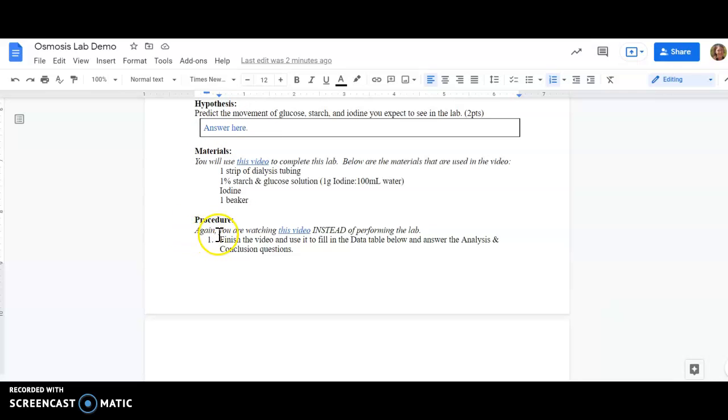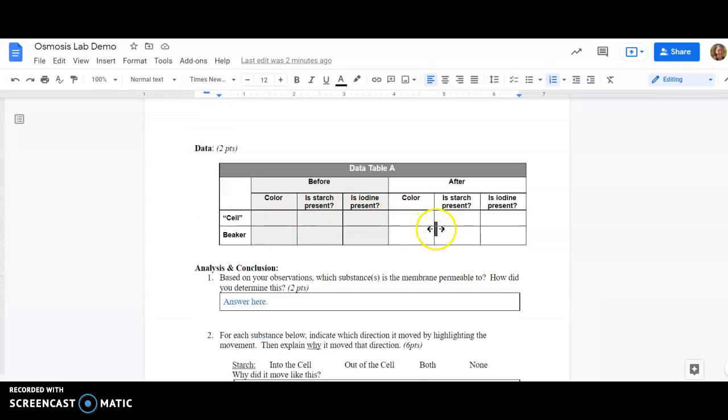When you get down to the procedure, you're going to find that it's time to finish the video and fill in your answers below. They will give you the data of what happened in the lab. This is your data from before the cell was combined with the beaker. This is your data from after. If we took a look at the cell to help you out, what color was the cell before we put it in the beaker? It should have been kind of a cloudy white color. The beaker itself had iodine in it, right? So it was kind of an orangey brown.